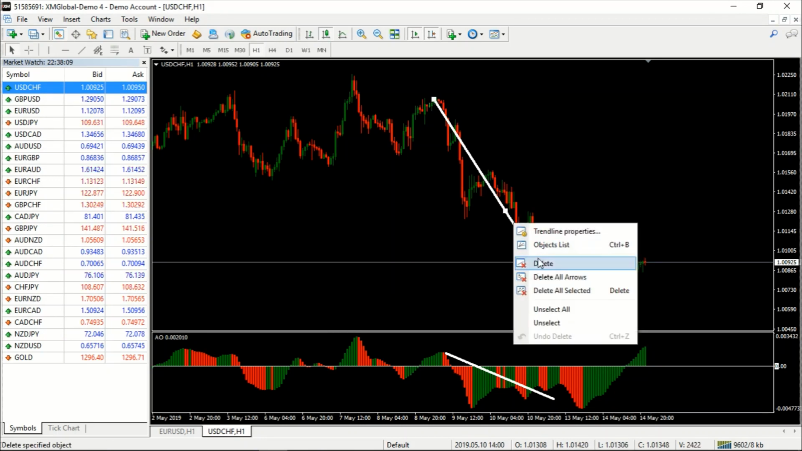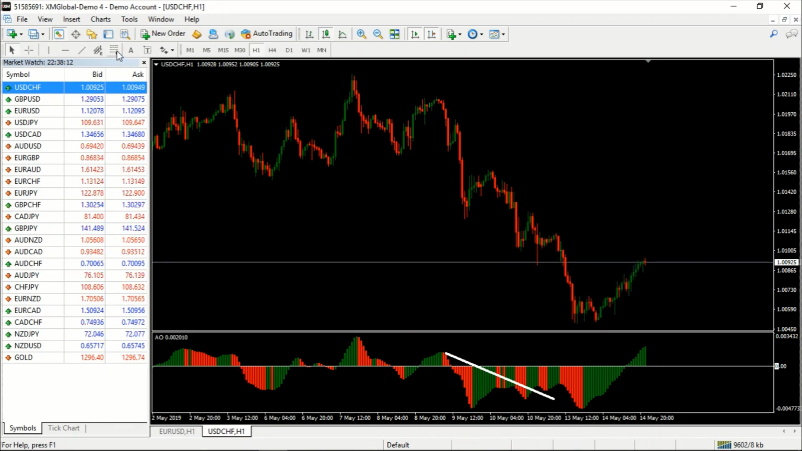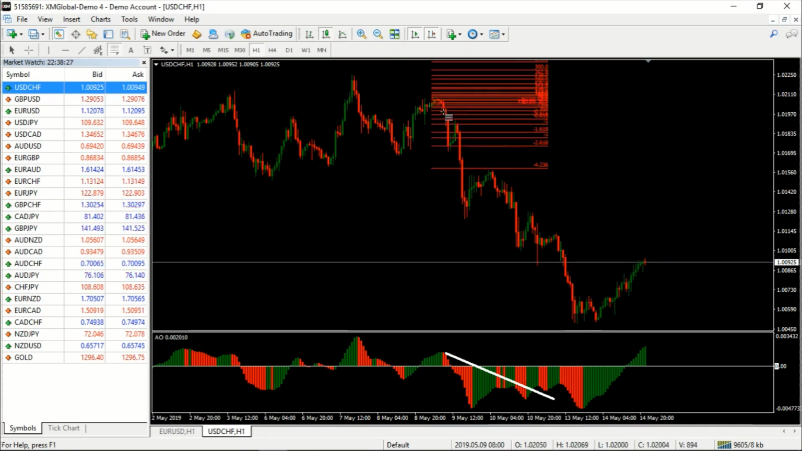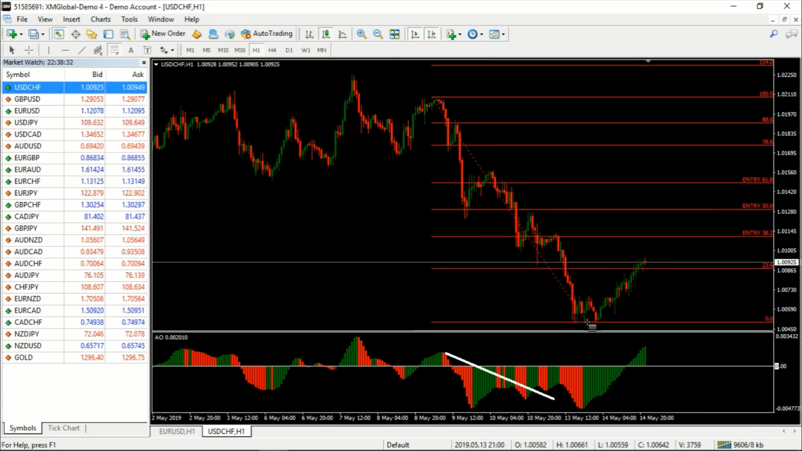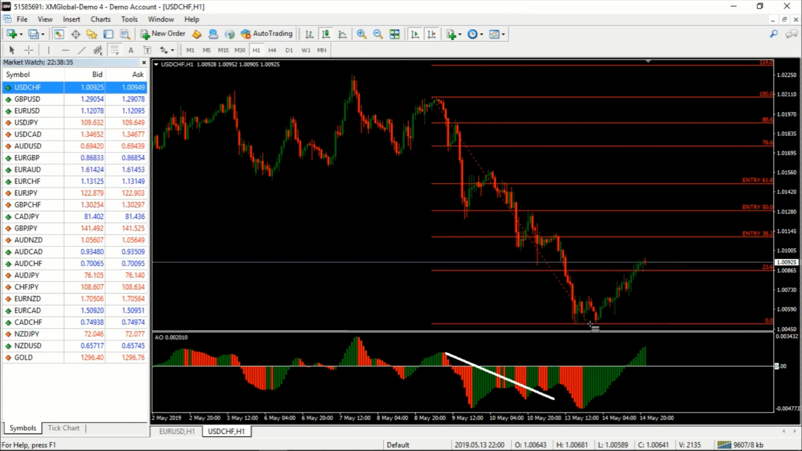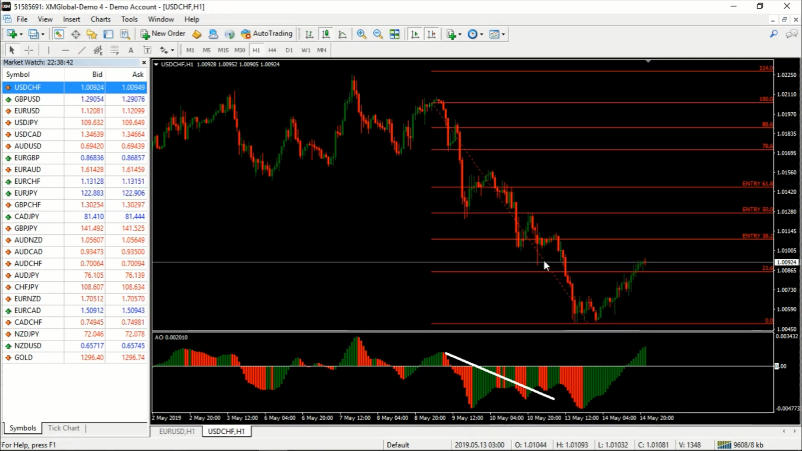So let me just remove this line. Now we will go to our Fibonacci tool, right? The retracement tool. We'll click on it. We'll bring it over to this high point that we identified over here. We will then left click and drag the tool all the way down to our lowest point that we have identified, right? That the awesome oscillator has helped us identify. We then let go and we see that our Fibonacci trading tool has now appeared.